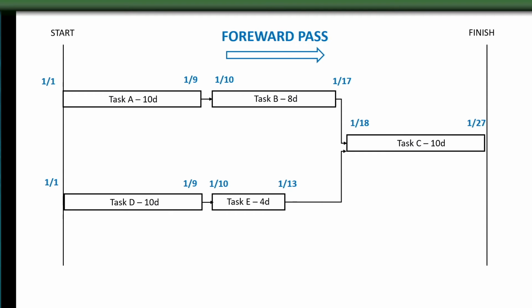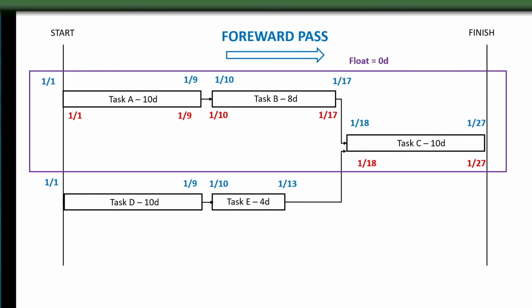If we then run a backwards pass along this top path, we get these dates. There is no constraint on this example, so we know they're going to be the same, and they are. We also know now then that this is our critical path and the float is 0 days.